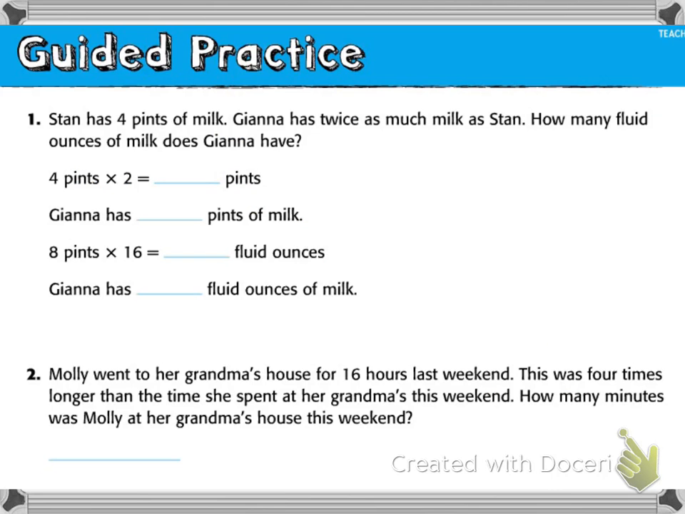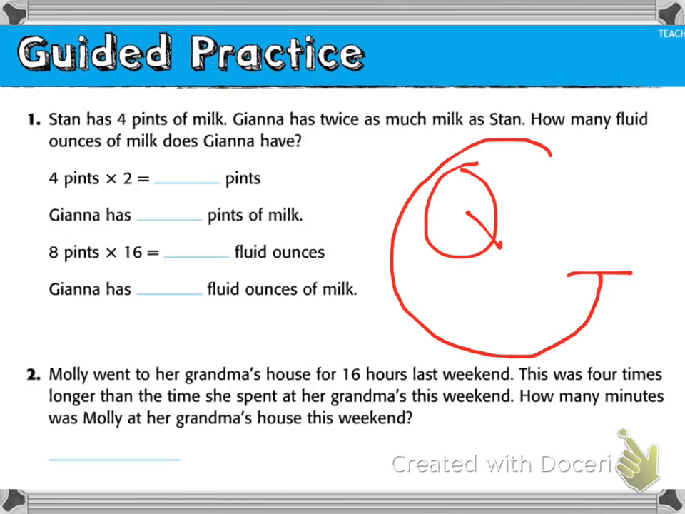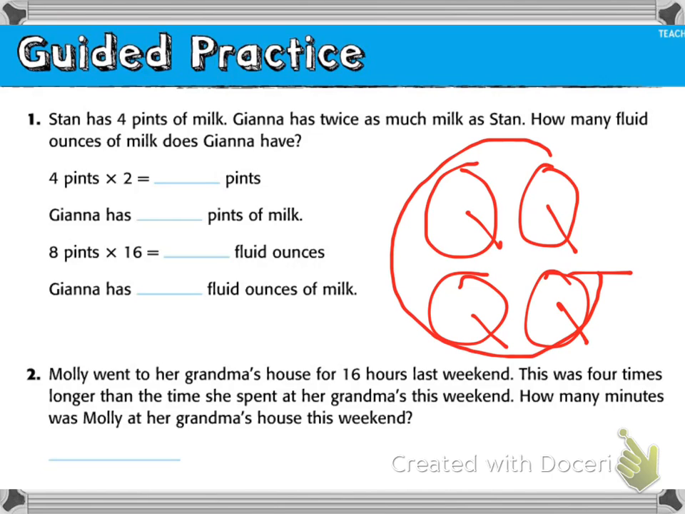Okay, now for your guided practice. Here we go. Stan has 4 pints of milk. Gianna has twice as much milk as Stan. How many fluid ounces of milk does Gianna have? Okay, well I'm going to draw my gallon man, because anytime I see pints or ounces or cups or quarts or anything, I feel like I need my gallon man to help me.